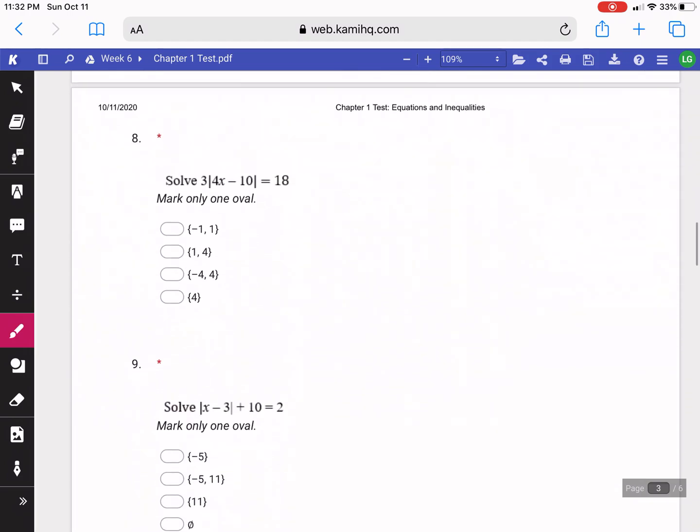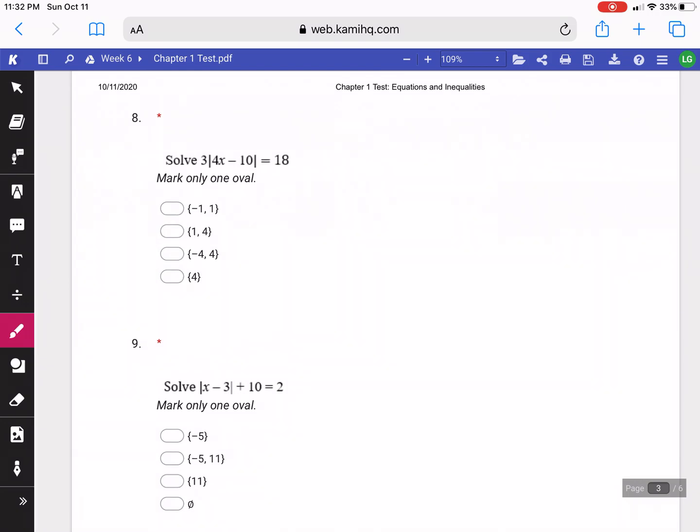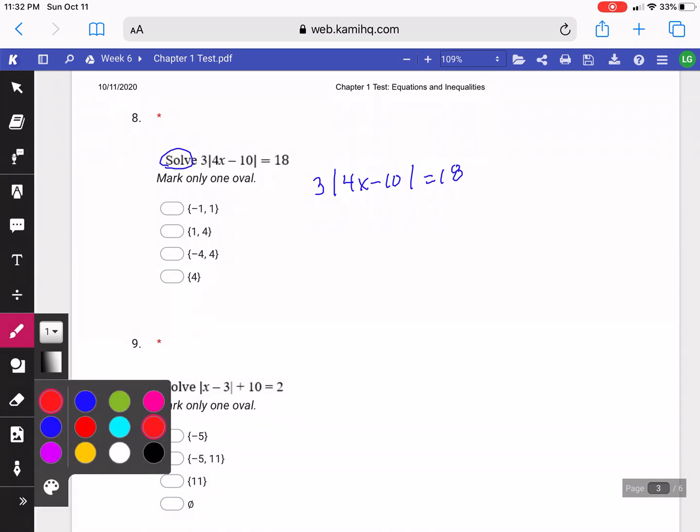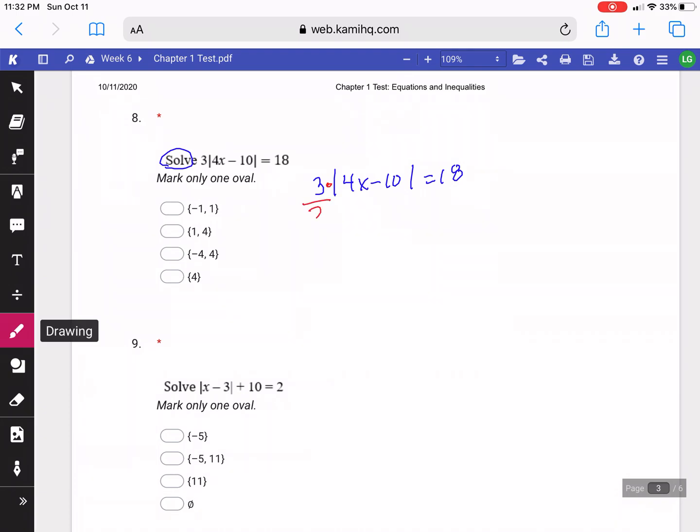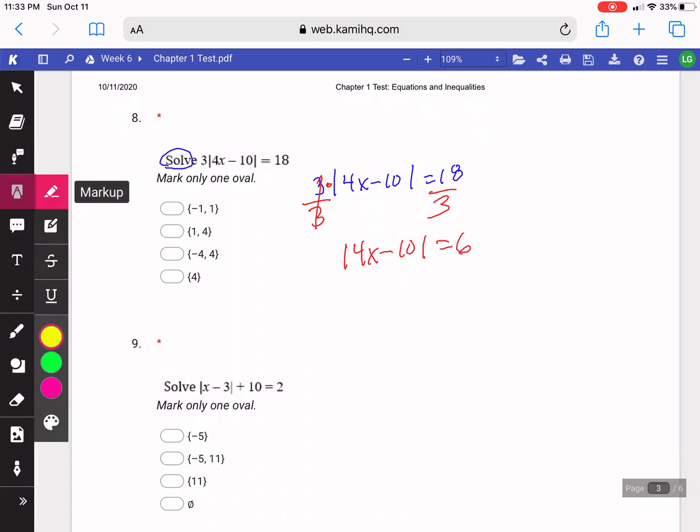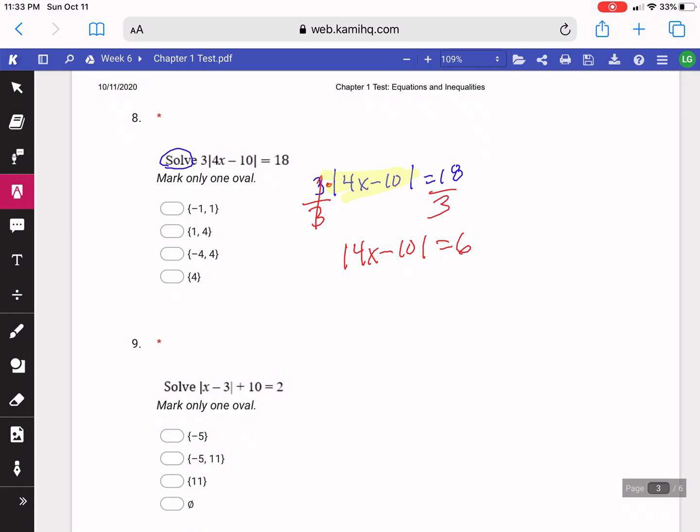The next problem, 2, which is solving, but we have absolute value. Some of you here tried to distribute. Remember, when you have absolute value, you cannot distribute. It's like a boundary line. So you actually wanted to get rid of the 3 first. So since they're multiplying 3, you're going to divide 3. So again, we're starting by isolating our absolute value or getting it by itself.